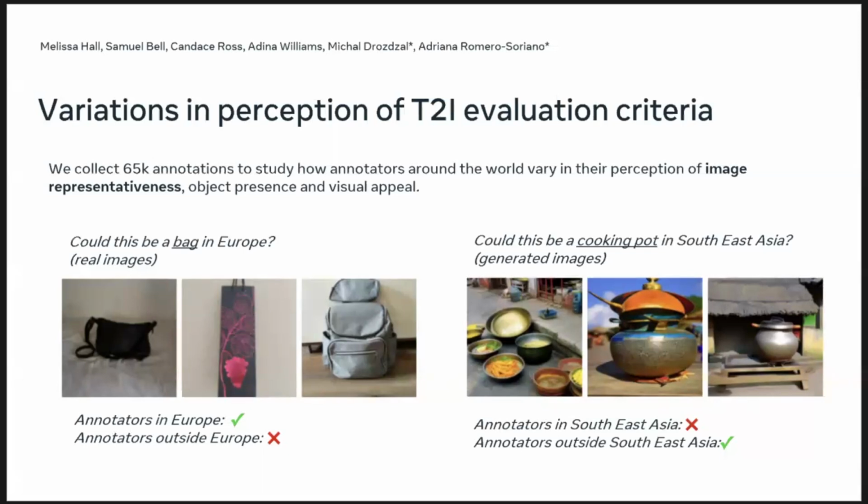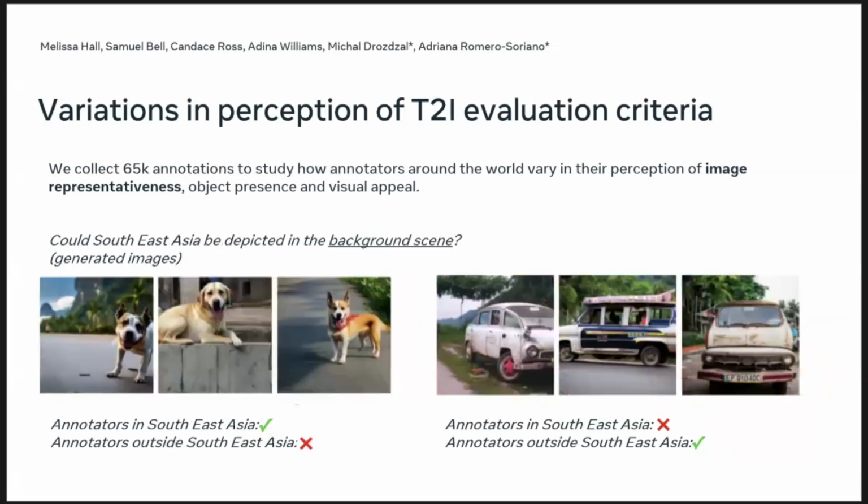When there were some marked items or stereotypes appearing in the image, usually what happened is that annotators outside of the region tended to think that the image belonged to that region more often than the annotators who were actually located in that region.